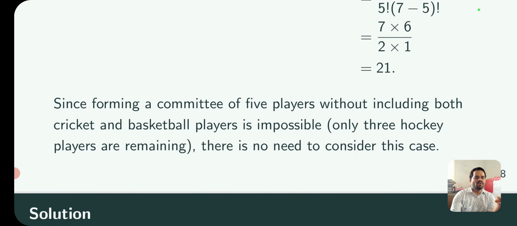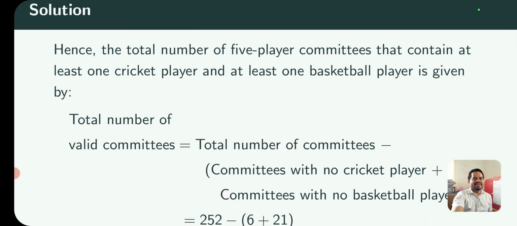So what do we do now? Once you have found the committees with no cricket player and the committees with no basketball player, forming a committee of 5 players without including both cricket and basketball players is impossible. Why? Because there are only 3 hockey players remaining. So there is no need to consider the case of no hockey player. And after that, your desired result is here.